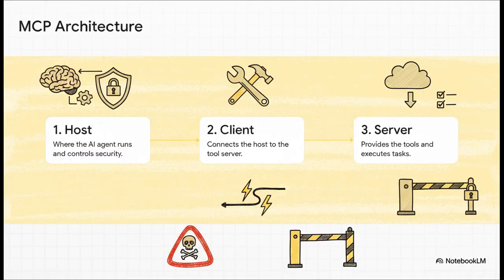And the way it's built, it's so straightforward, it's beautiful. Think about it like ordering food delivery. The host, that's you, on your couch deciding you're hungry. It's where the AI agent lives and where you control security. The client, that's your phone app, which connects you to the restaurant's ordering system. And that system is the server. It provides the tool, in this case the food, and executes the task. Host, client, server. It's a simple, secure flow.